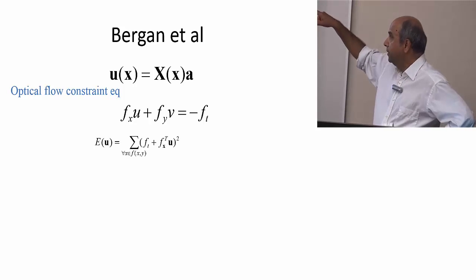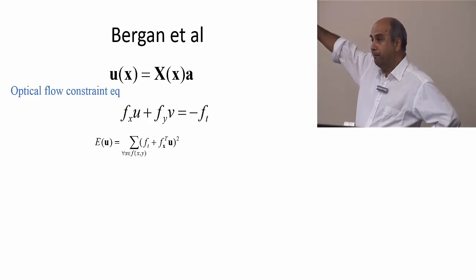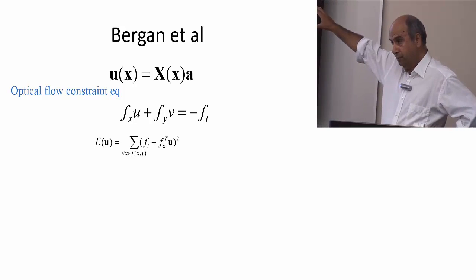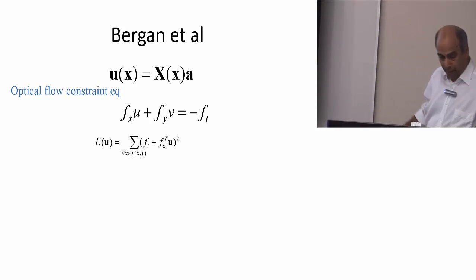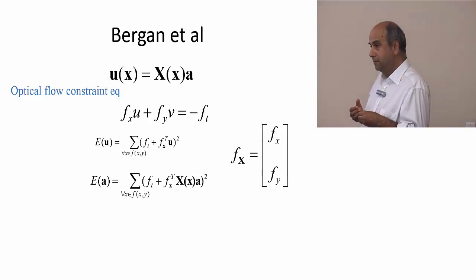Now comes the thing: instead of u, I'm going to put that upper one, because I define it as affine. Otherwise I have to compute 2 million unknowns. So that's a problem. So now that's what I have. Very good.